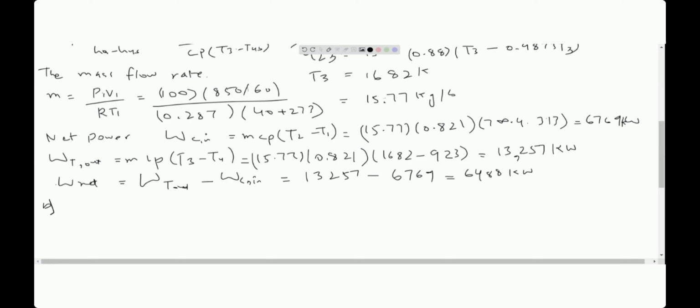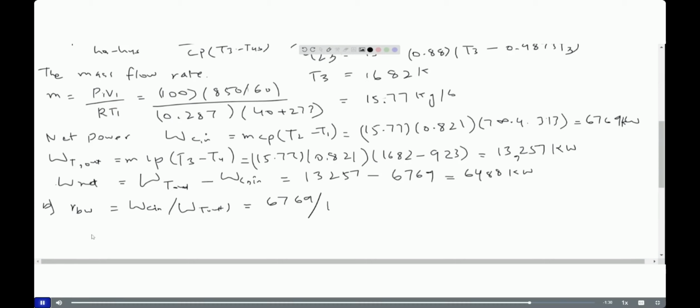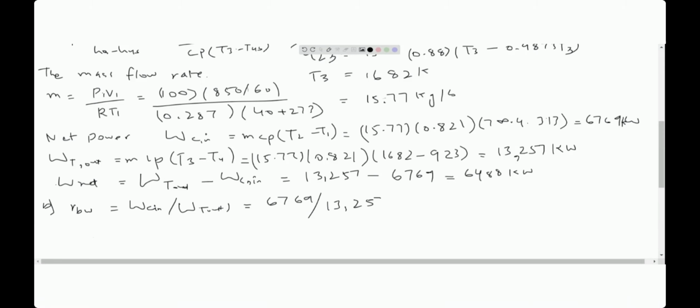So now the backwork ratio is calculated as rbw, that is WC in over WT out, that is equals to 6769 divided by 13257, that is equals to 0.511.